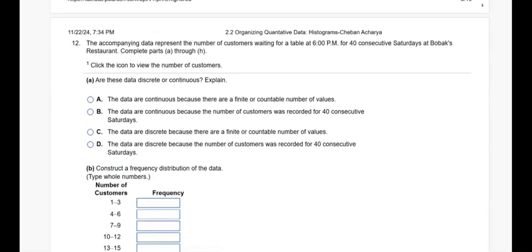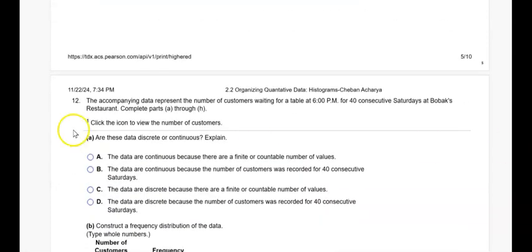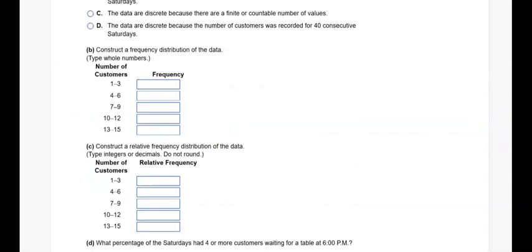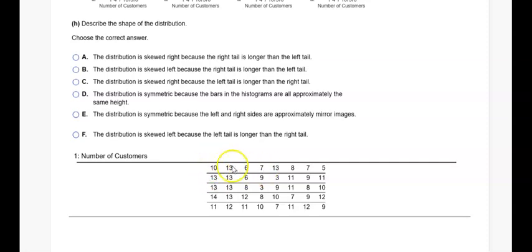Question number 12. The accompanying data represent the number of customers waiting for a table at 6 p.m. for 40 consecutive Saturdays at Bobak restaurant. Complete parts A through H. So the first question is, is the data going to be discrete or continuous? So let's see the data here. This is the number of customers: 10 customers, 13 customers, 6 customers.